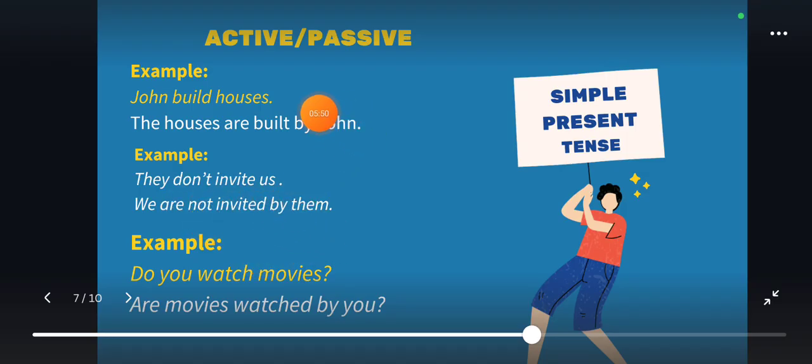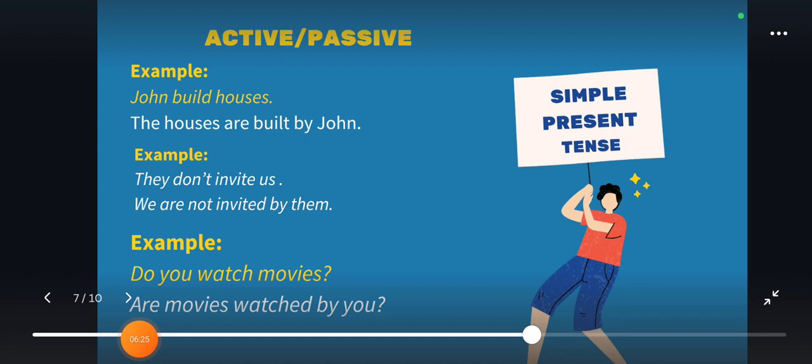Okay, always remember that declarative sentences convert into declarative passives, and all negative statements change into negative passive voice statements. And lastly, we have the interrogative sentence. Interrogative sentences are question sentences, they end in a question mark. Do you watch movies? So it is a question. So how do you transform question sentences? Always remember that if it starts with a helping verb, our passive voice will also start with a helping verb.